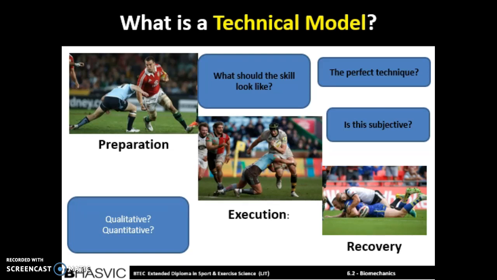For example, for a tackle in rugby, the preparation would be lunging into the player and opening your arms wide. The execution would be wrapping your arms around the opponent and taking him to the floor, and the recovery would be releasing from the player, ensuring you win the ruck.